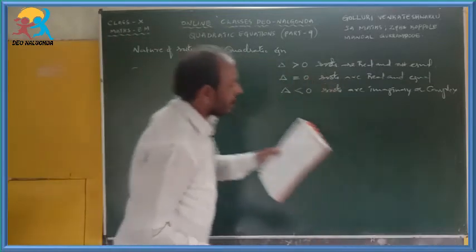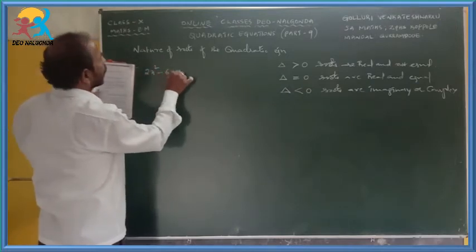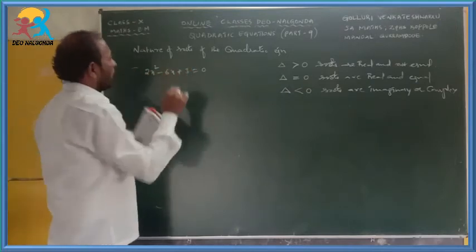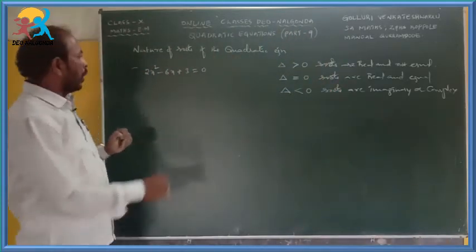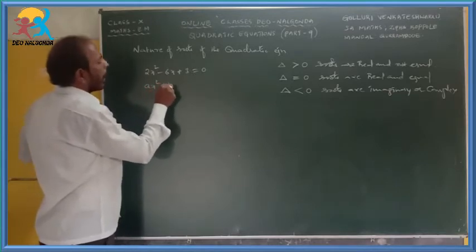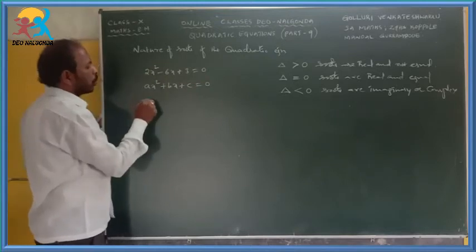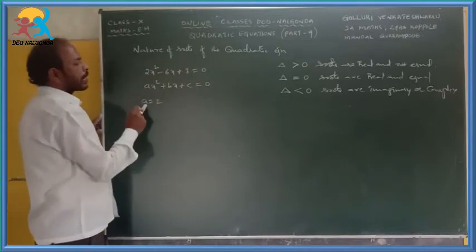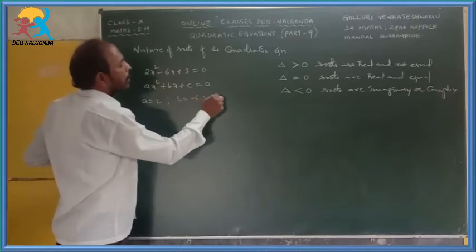Another example here, 2x square minus 6x plus 3 is equal to 0. 2x square minus 6x plus 3 equal to 0 is the third equation. Here comparing this equation with the standard form ax square plus bx plus c equal to 0, a is equal to 2. X square coefficient is taken as a and x coefficient is taken as b and constant value is taken as c.